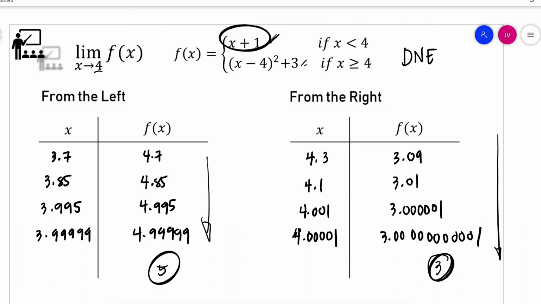Kasi sabi natin, kinakailangan para makuha natin yung limit of our function, the left hand limit is the same with your right hand limit. So, yun yung tatandaan natin in finding the limits of your function using table of values.